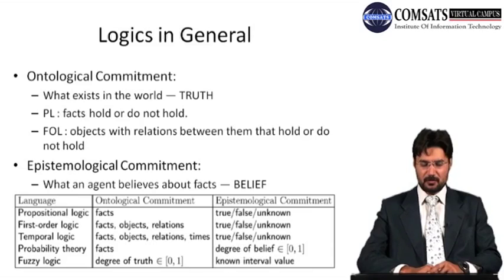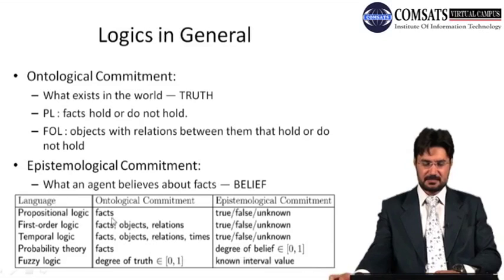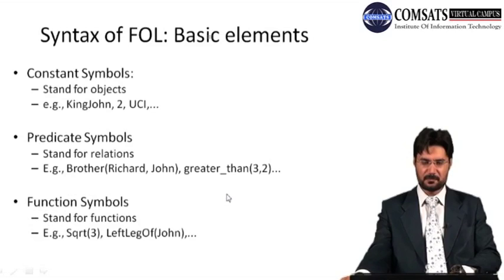Now if we go to the table that we discussed in the first few slides, we have propositional logic, and we can say that it has only facts. In first order logic, we have facts, objects, and relations, and these can be either true or false or unknown.